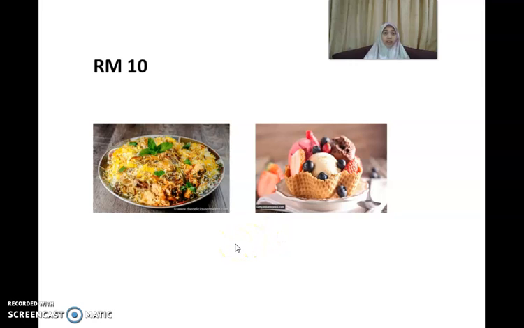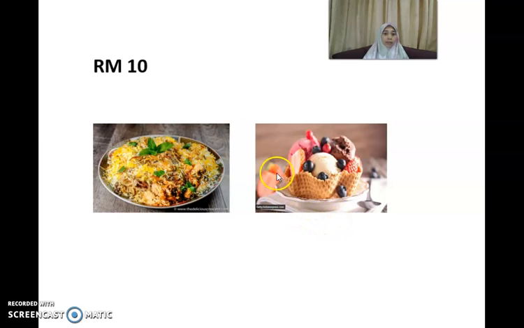But because you have limited resources, in this case your resource is only the money that you have, and the money that you have is only 10 ringgit. So let's say the price of this plate of biryani is 10 ringgit, and the price of this ice cream is also 10 ringgit. Because of the limited resources, you have to choose one. So let's say if you choose nasi biryani, then you have to let go of your next best alternative, that is the ice cream. So if you choose the biryani rice, then you have to let go of the ice cream.